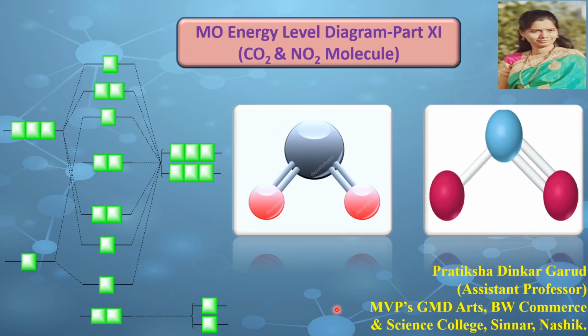In earlier few videos, we have seen the MO energy level diagram for the heteronuclear diatomic molecules. Now in this video, we are going to study the MO energy level diagram for heteronuclear triatomic molecules by taking an example of formation of a CO2 molecule and NO2 molecule. So this is the structure of a CO2 molecule and this one is the structure of NO2 molecule. Now remember, in this video we are going to study only the MO energy level diagrams of these two molecules.